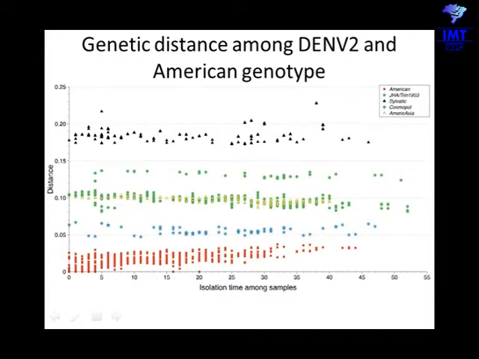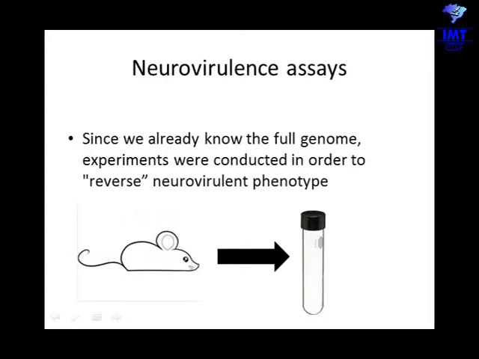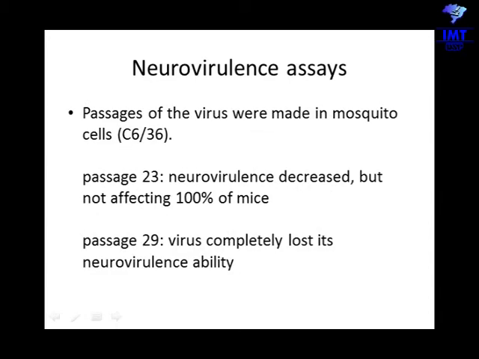After characterizing it phylogenetically, we already know the full genome. Experiments were conducted in order to reverse the neurovirulence phenotype. The neurovirulent JH was consecutively passed in mosquito cells, C6/36, until it was no longer neurovirulent.